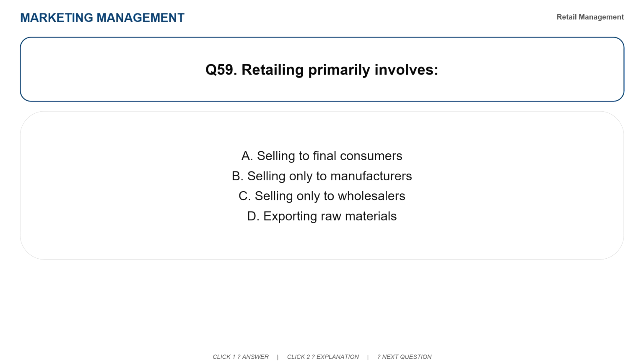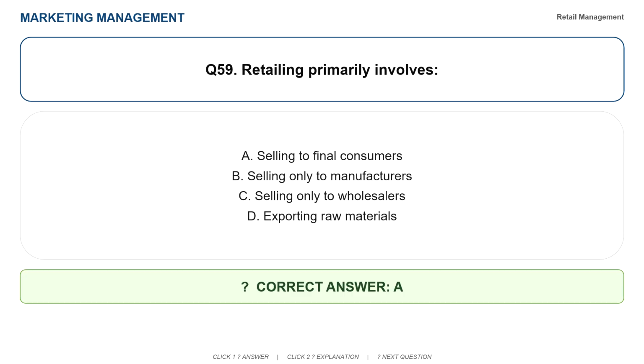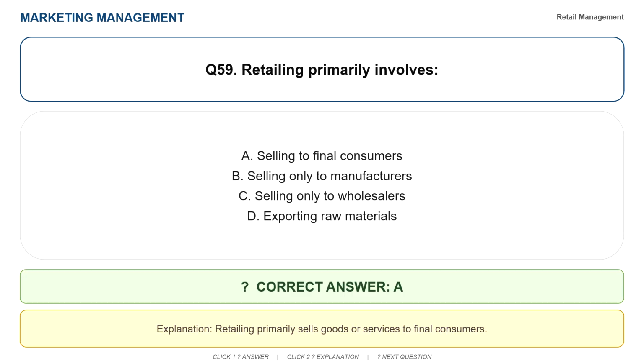Question 59. Retailing primarily involves Option A, selling to final consumers. Option B, selling only to manufacturers. Option C, selling only to wholesalers. Option D, exporting raw materials. The correct answer is A. Explanation. Retailing primarily sells goods or services to final consumers.